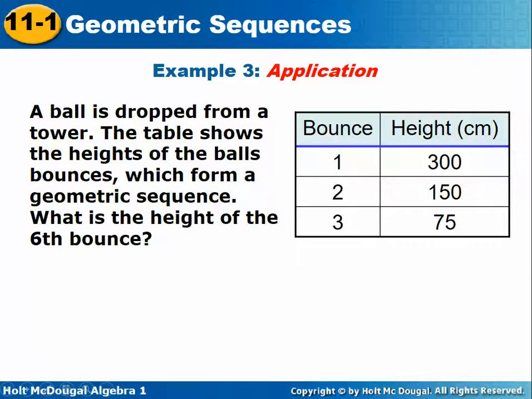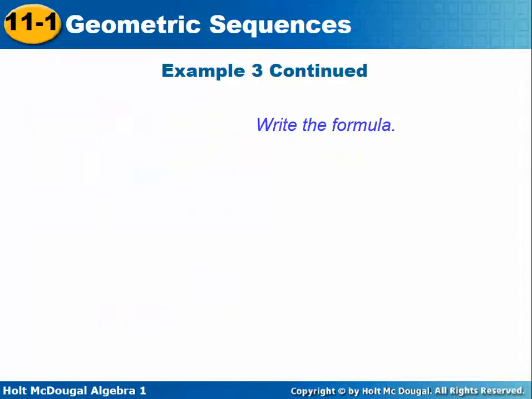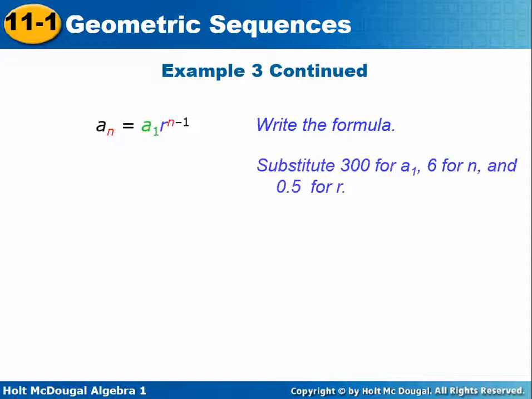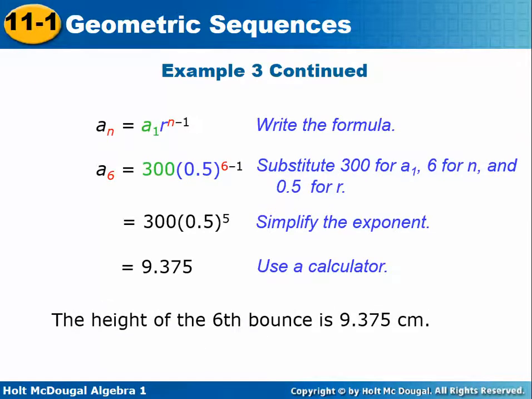There's some application problems because geometric sequences occur in real life all the time. So here's one with a ball bouncing, similar to the bungee bouncing at the beginning. And they find r, and then once you find r, you just use the formula and use the first term, so it's really no different. It's just that you have to pull the information out of a word problem. And they got an answer for that.